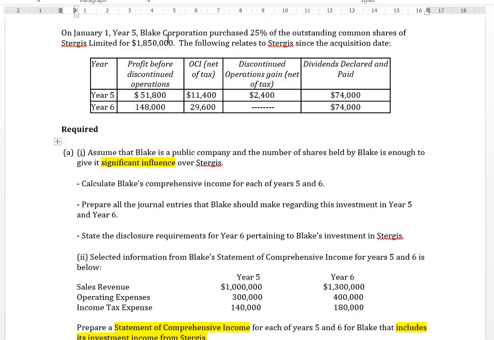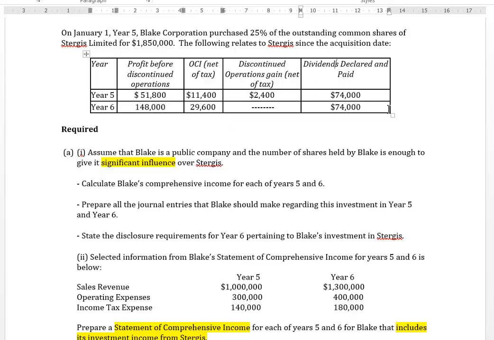So you can see here, just to quickly go through the question, we have a company, Blake, and on January 1st, year 5, they purchased 25% of the outstanding common shares of Sturgis for $1.85 million. Sturgis's income statement related information gives you profit before discontinued operations here in the first column. We give you some OCI, net of tax, and a discontinued operation gain only in year 5, but there's nothing in year 6. So even though this title says profit before discontinued operations, I put that DO reference in because there is DO here, but nothing here. But that doesn't matter. Just that here the 148 doesn't include any discontinued operation stuff, right?